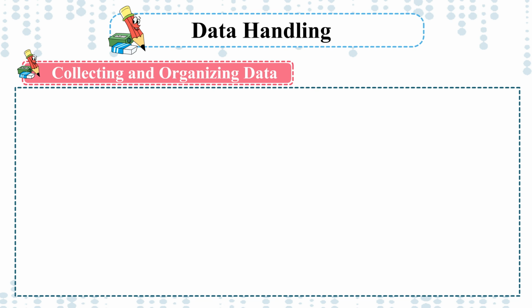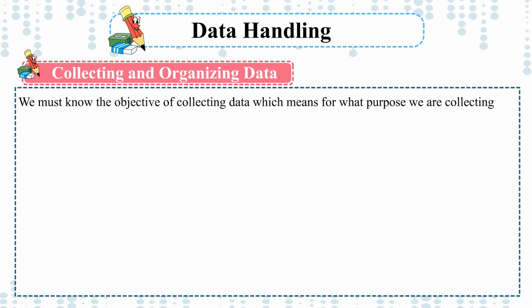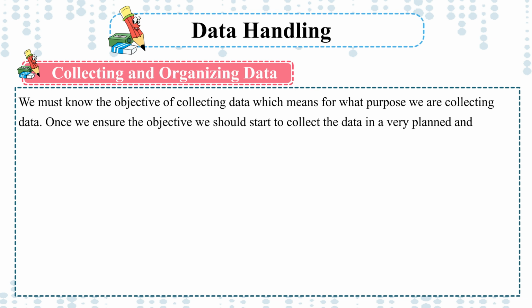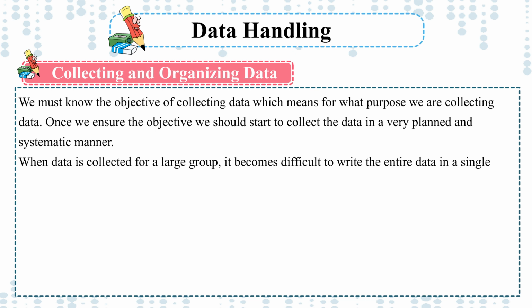Collecting and organizing data. We must know the objective of collecting data, which means for what purpose we are collecting data. Once we ensure the objective, we should start to collect the data in a very planned and systematic manner. When data is collected for a large group, it becomes difficult to write the entire data in a single column.